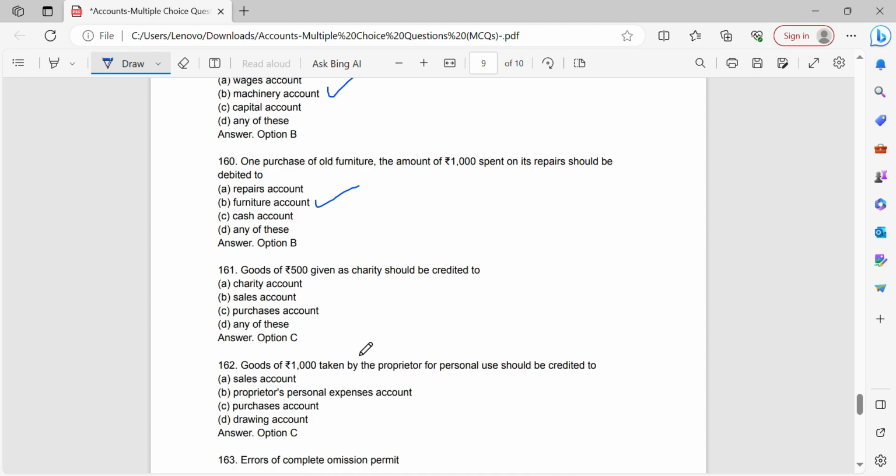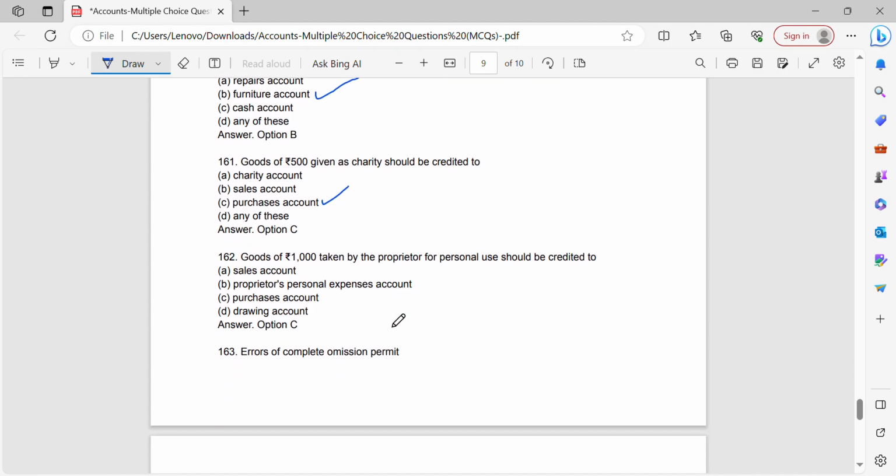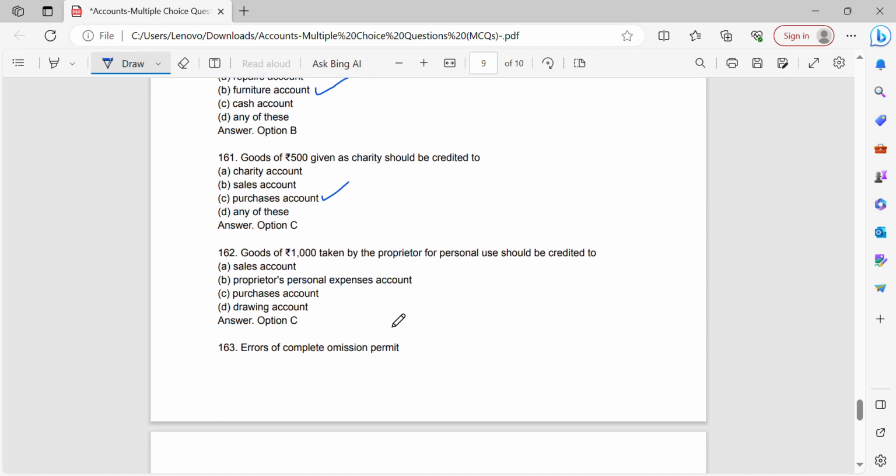Goods of rupees 500 given as charity should be credited to option A, charity account; option B, sales account; option C, purchases account; option D, any of these. The correct answer is option C, purchases account. Goods of 1,000 taken by the proprietor for personal use should be credited to option A, sales account; option B, proprietor's personal expenses account; option C, purchases account; option D, drawings account. The answer is option C, purchases account.